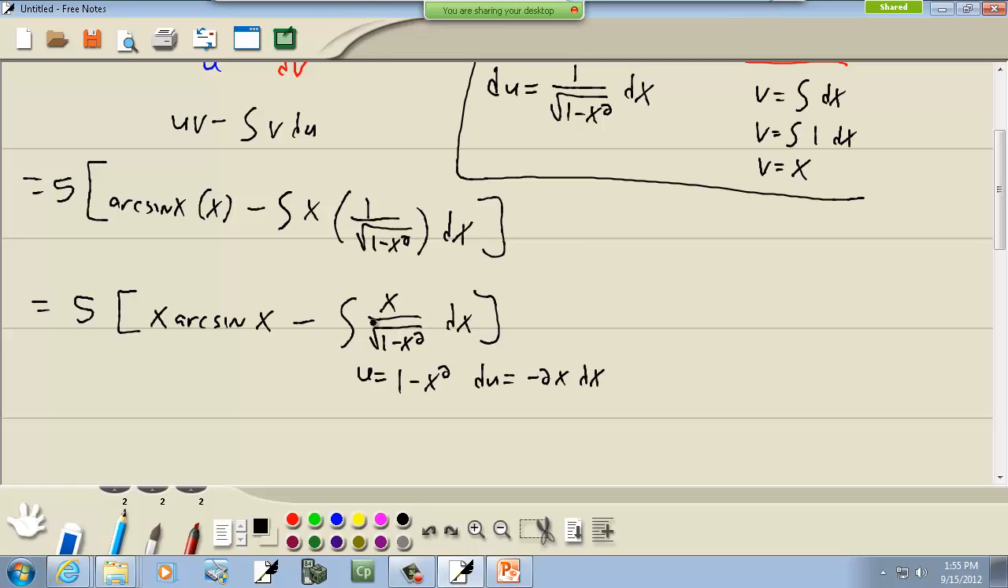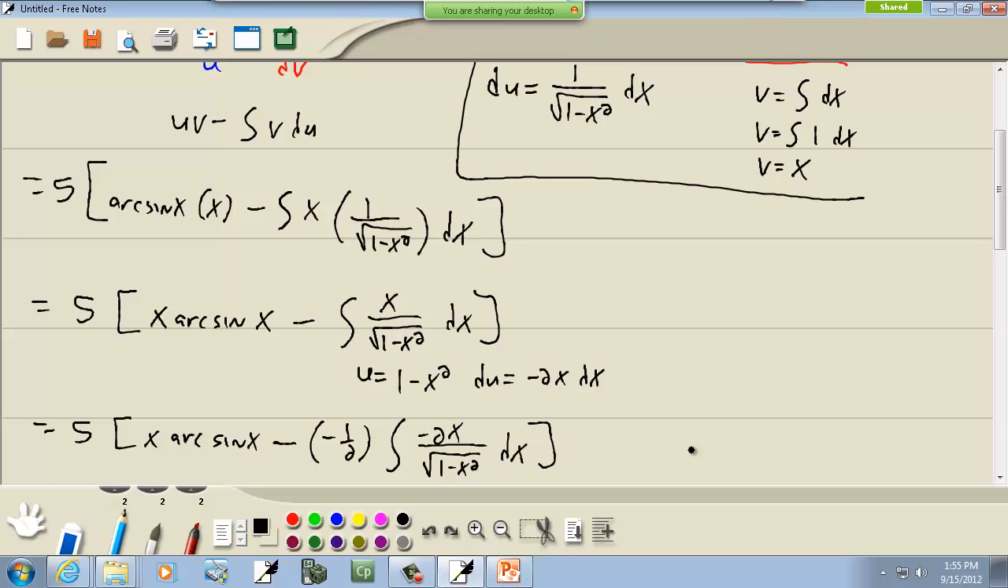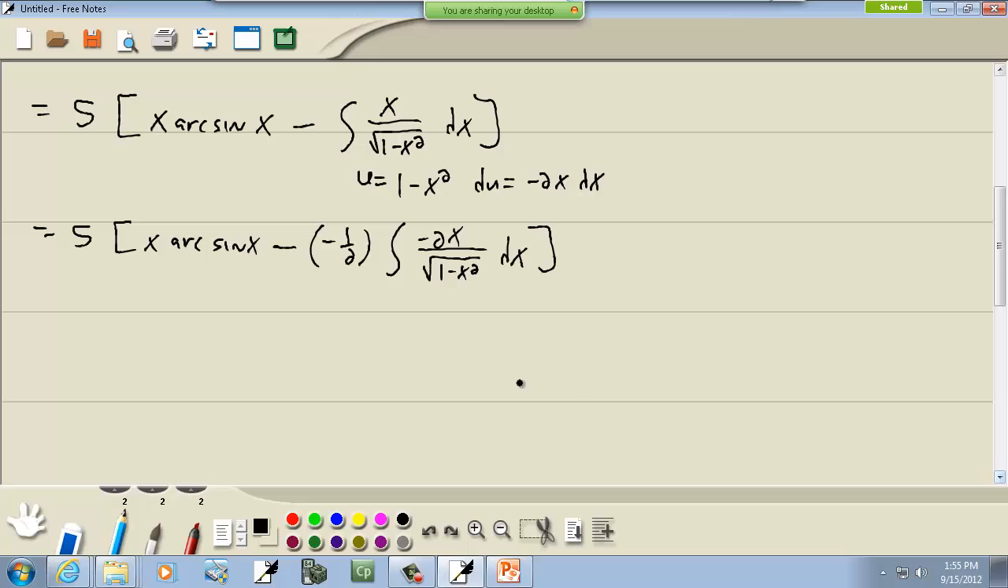Dx is there. The x is there, but negative 2 isn't. So I'm going to need to put a negative 2 inside, and I'll offset it by putting a negative 1/2 out in front. Because negative 1/2 times negative 2 would give me a positive 1. And then we got x arc sine of x. Negative negative becomes positive 1/2.